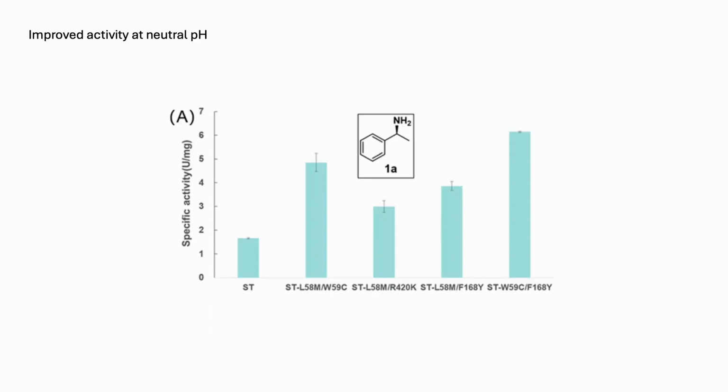And lastly, this figure shows the experimentally measured activity of the top variants selected by the model, and all of them were evaluated at a pH of 7.5. When we compare this to the starting enzyme, all model-guided variants did show improved activity. This confirms that the machine learning model can successfully guide variant selection under neutral pH conditions.